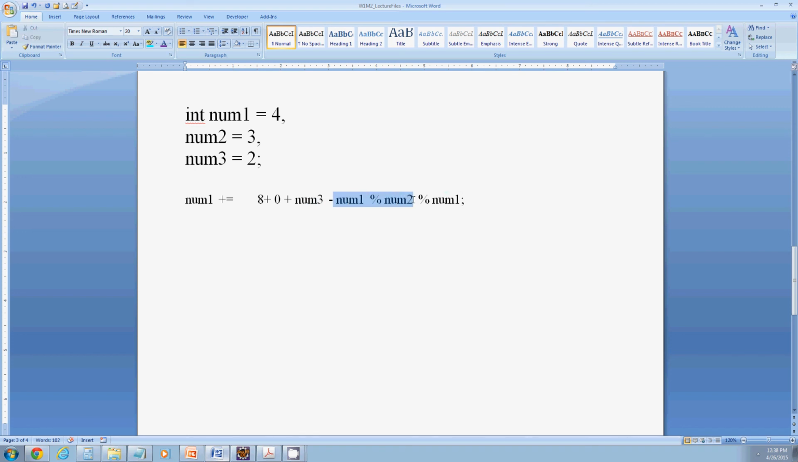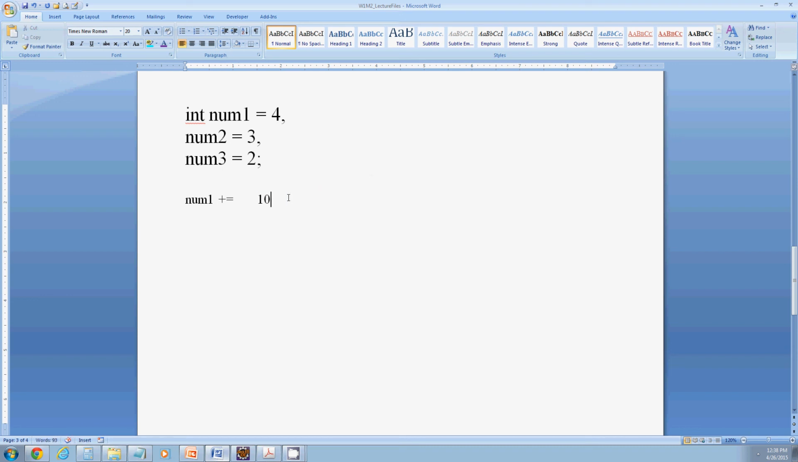Now we've got num1 mod num2, so that's 4 mod 2. The result of that is going to be 0. If you have 4 gold bars and you're trying to divide them evenly between 2 people, you won't have any left over. Then we keep scanning, and we reach another modulus, 0 mod num1. Remember, 0 mod any number is going to be 0, because if you have no gold bars, no matter how many people you have, you're not going to have any gold bars left over. Then we reach the end, so now we go back to the beginning, and we have 8 plus 0 evaluates to 8. 8 plus 2 evaluates to 10, and 10 minus 0 evaluates to 10.